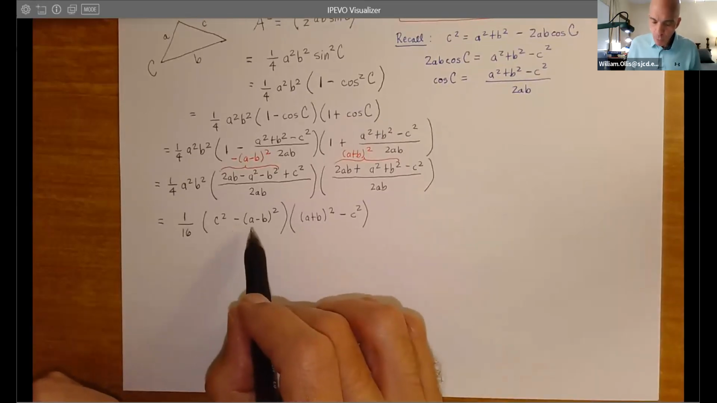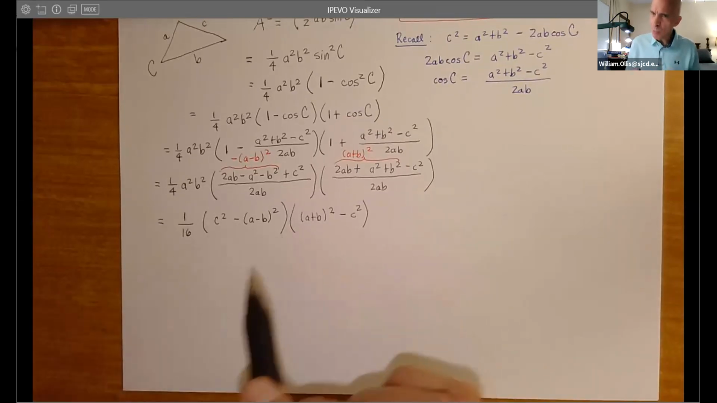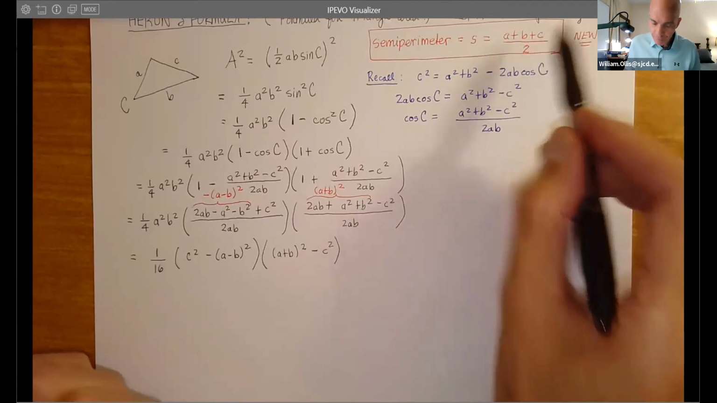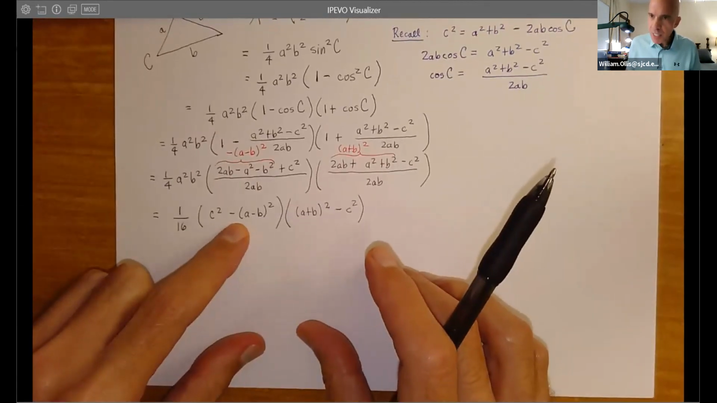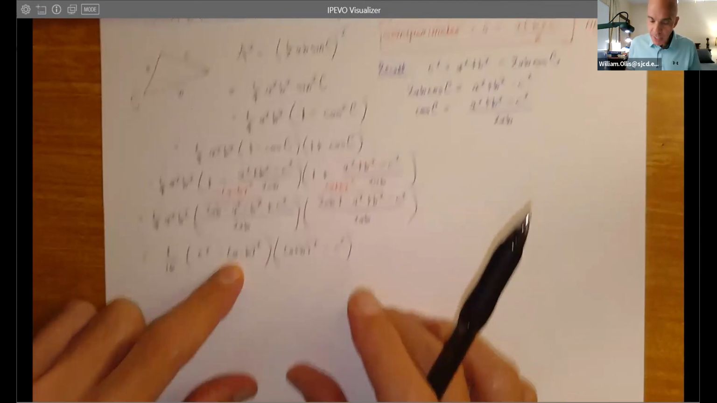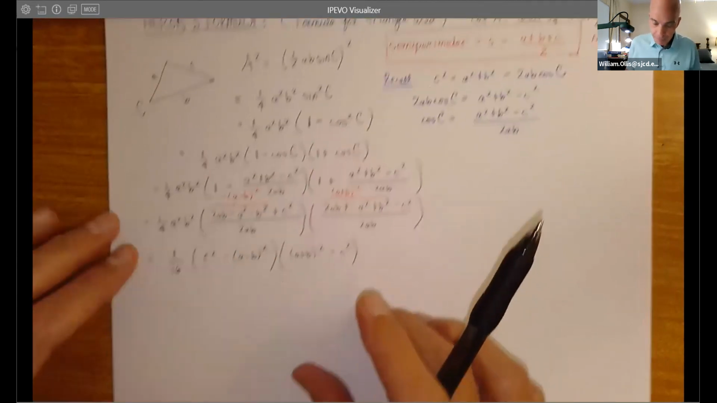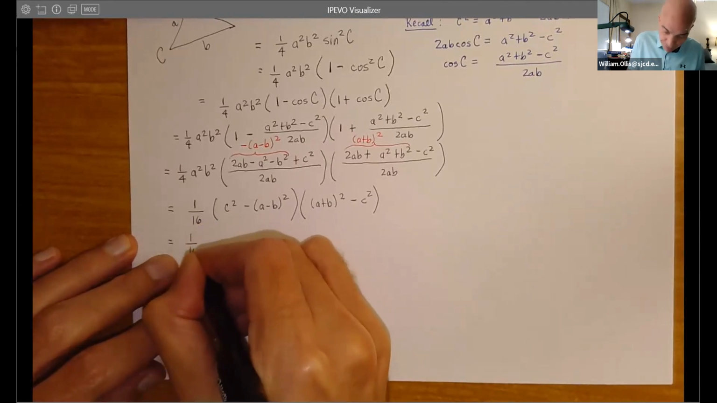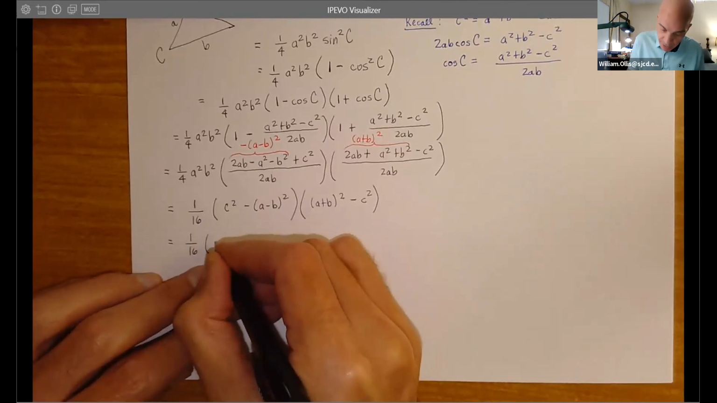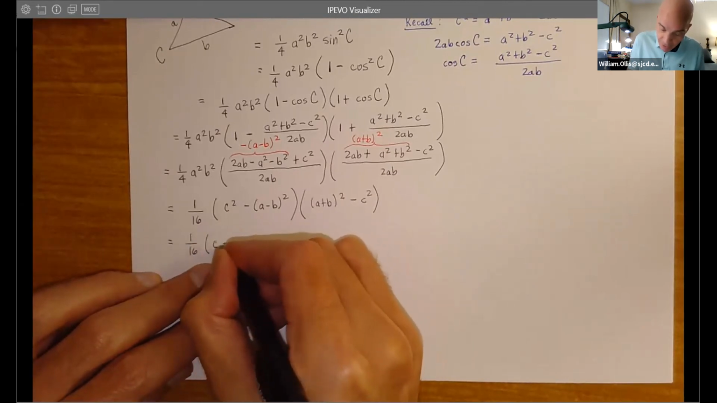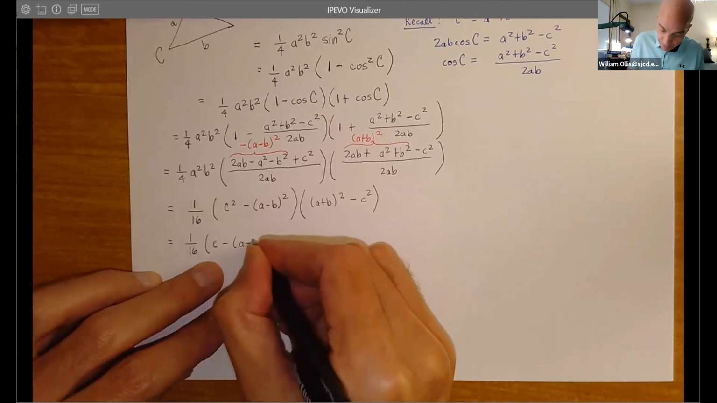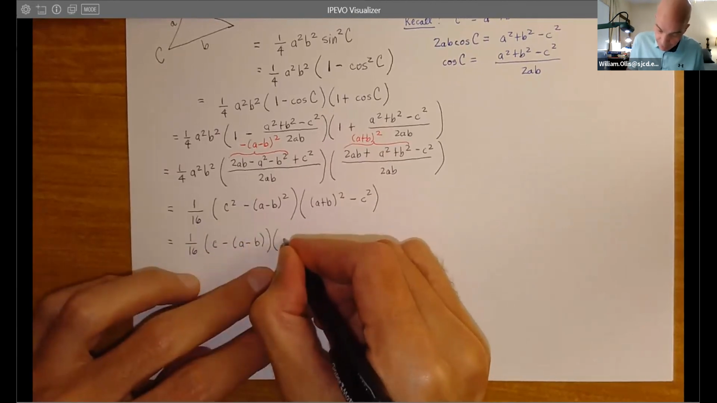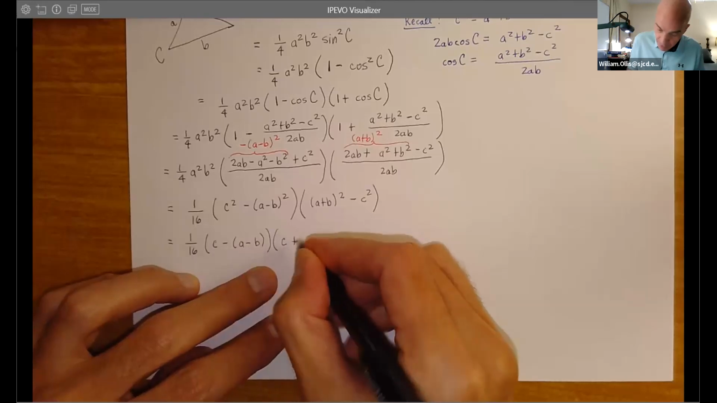So at this point, you're thinking, okay, is this where we stop? Well, no, we want to get some simple linear terms here. So we're going to rewrite this with the difference of squares. Factor it like we did right up here. Do the same thing. So this is going to give us 1 over 16. So now we're going to do C minus A minus B times C plus A minus B.